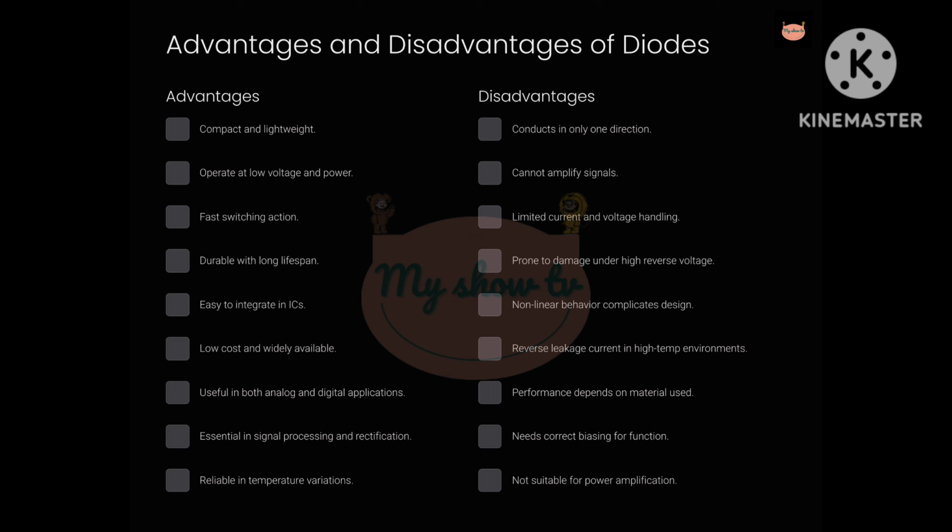Disadvantages. Diodes allow current in only one direction, so they are not suitable where bidirectional flow is needed. Diodes cannot amplify signals, unlike transistors. They have limited voltage and current ratings. If the reverse voltage exceeds a limit, the diode can break down. Diodes behave nonlinearly, complicating analysis.